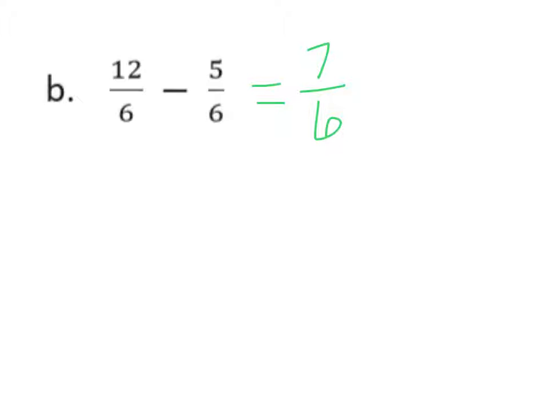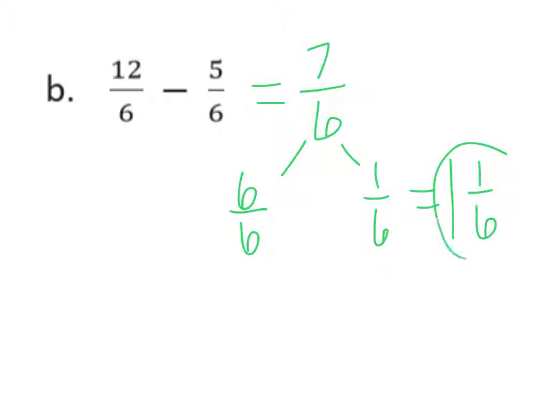The answer is 7/6. But since we have an improper fraction, we need to change it to a mixed number. I can pull out 1 whole, which would be 6/6. I would have 1/6 left over. So my final answer is going to be 1 1/6.